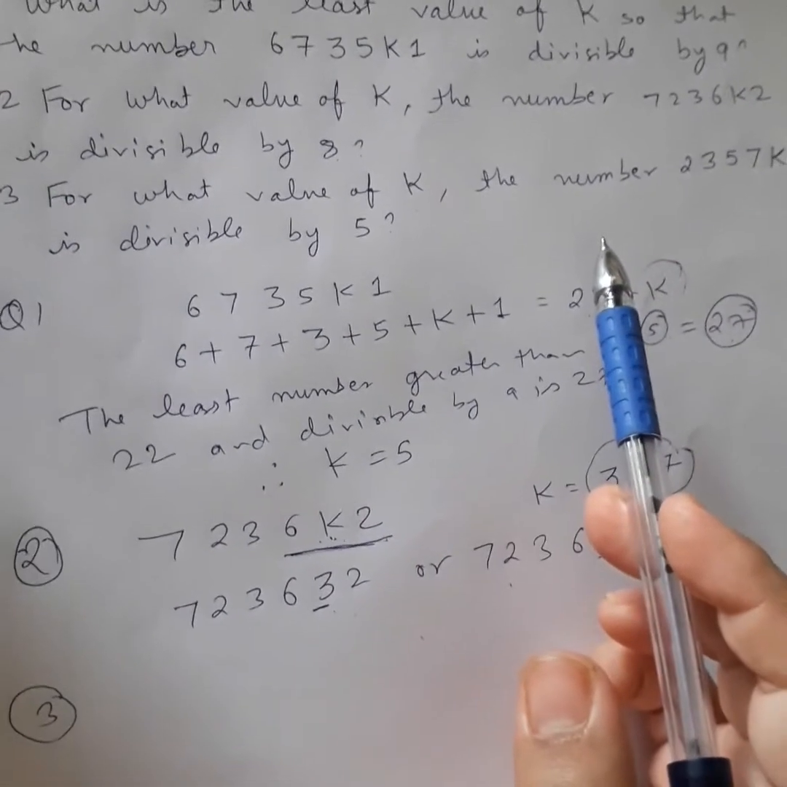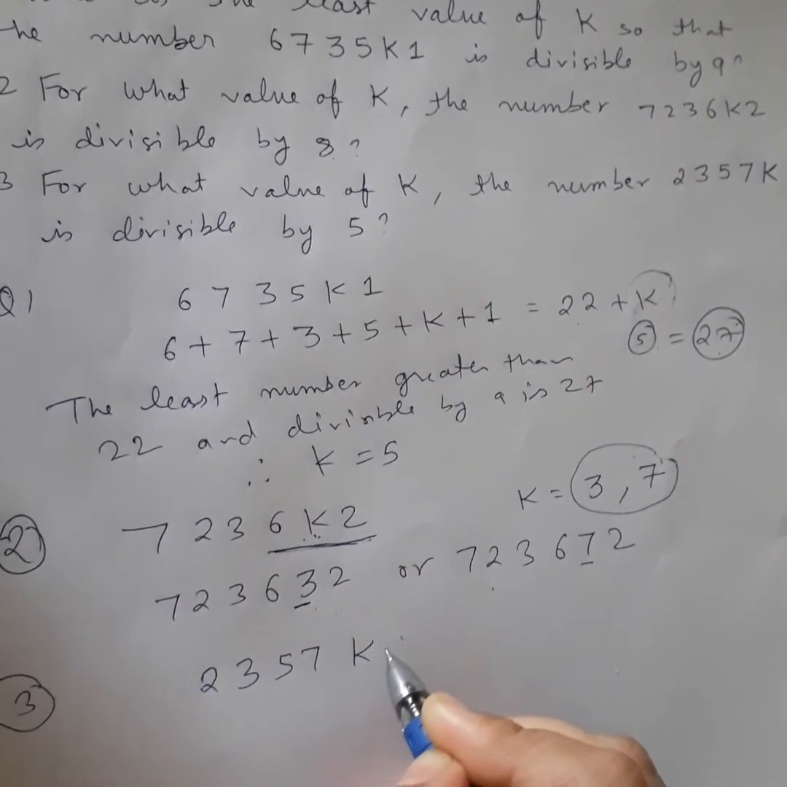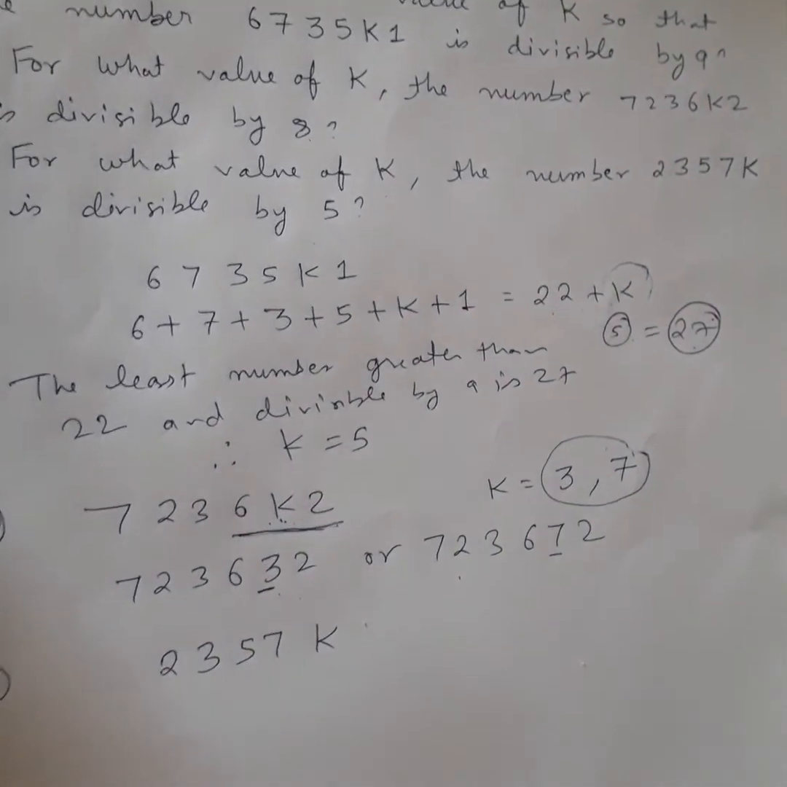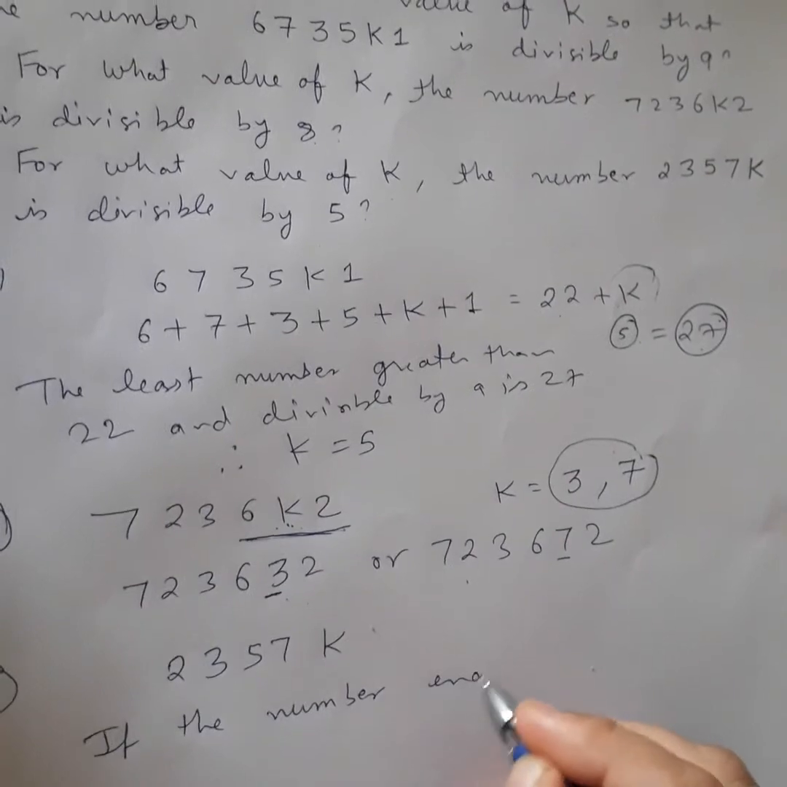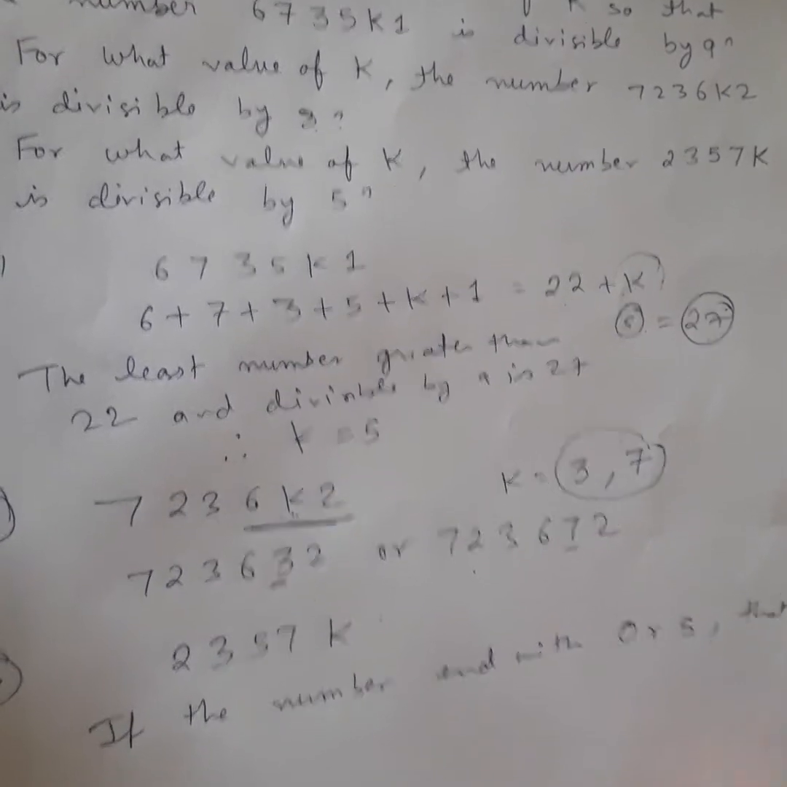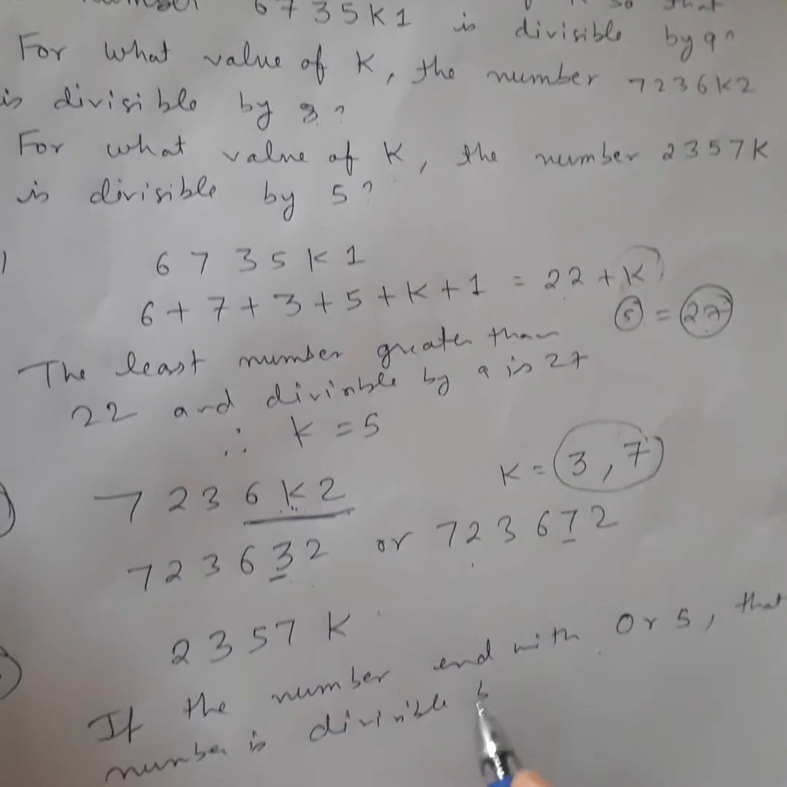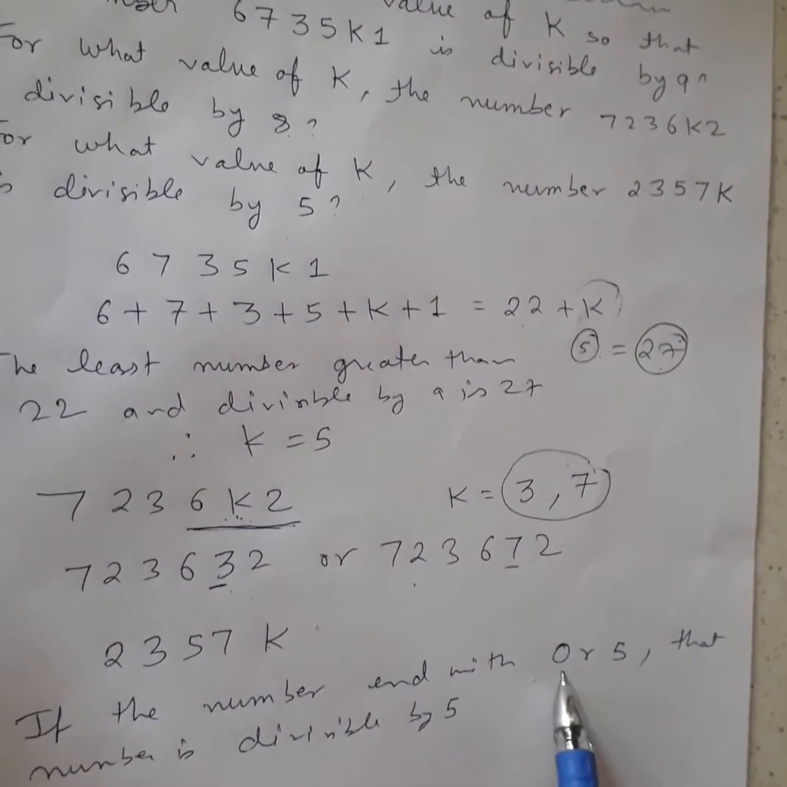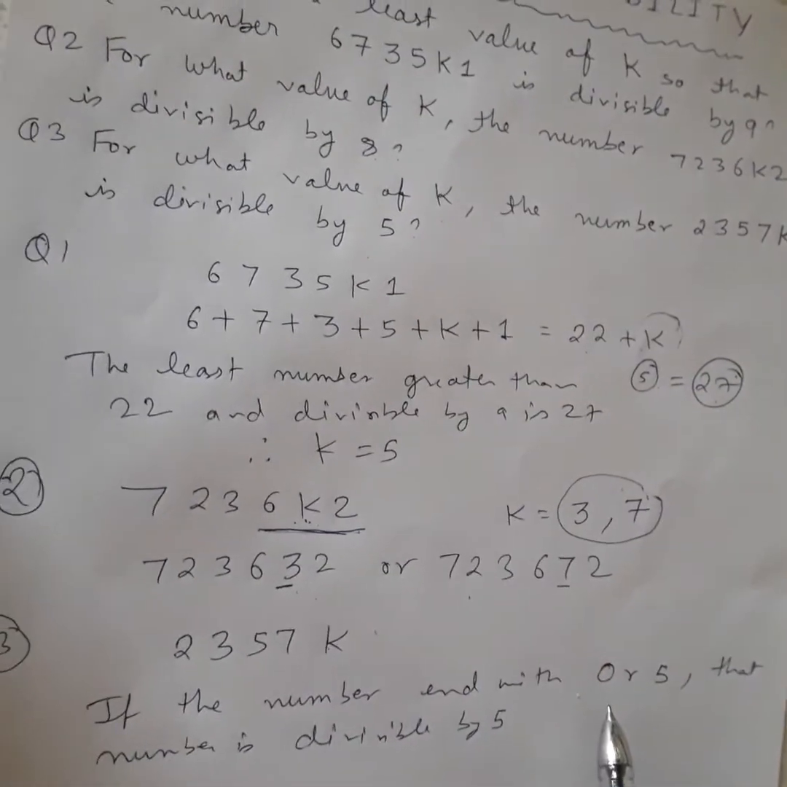Let's move to the third question. For what value of k is the number divisible by 5? Here the number is 2357k. So it is very simple. What is the divisibility rule for 5? Divisibility rule for 5: if the number ends with 0 or 5, that number is divisible by 5, right? It means that k will be either 0 or 5, because if the number ends with 0 or 5 only, then it's divisible by 5.